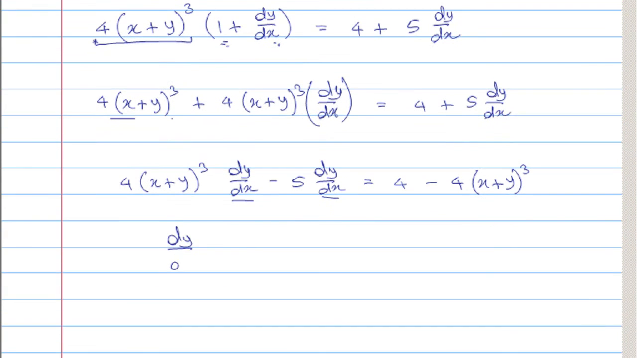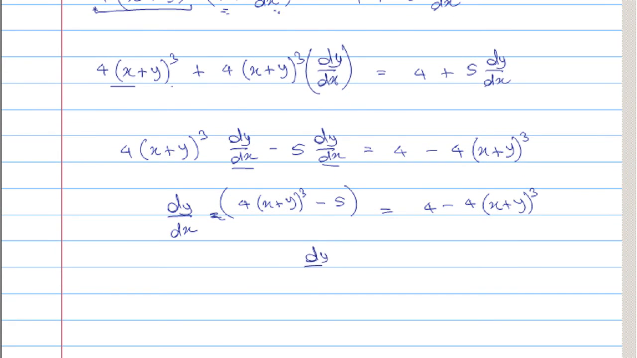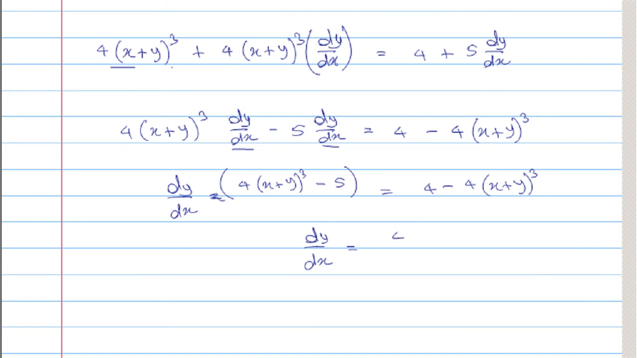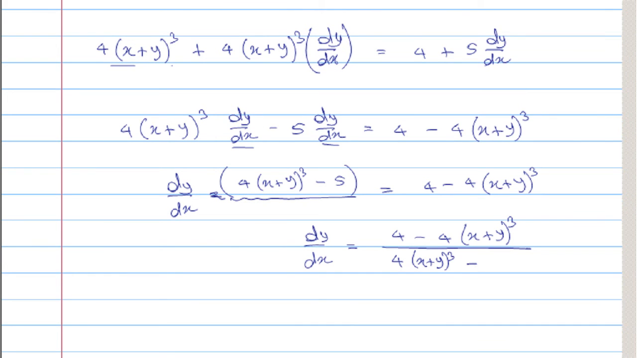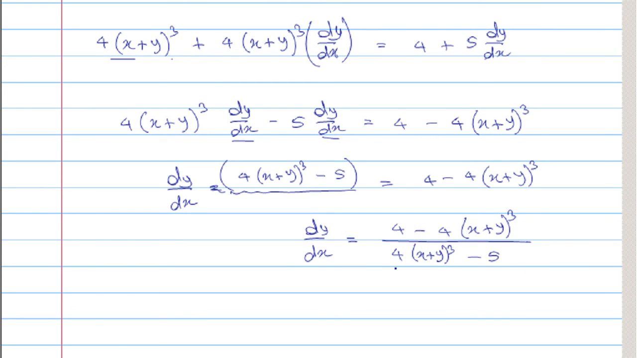So dy over dx would be equal to, dy over dx times, I have 4(x plus y) cubed minus 5 is equal to 4 minus 4(x plus y) cubed. So that gives dy over dx equal to 4 minus 4(x plus y) cubed, divided by this term over here. So that's 4(x plus y) cubed minus 5.